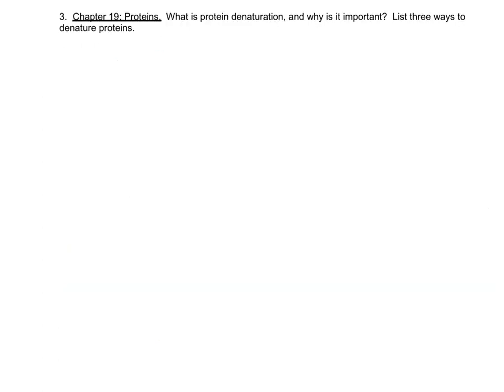Okay. In this example problem, we look at the concept of proteins, in particular, protein denaturation. We ask, what is protein denaturation? Why is it important? And what are 3 ways that we can use to denature proteins? So this is something that we discussed that should be in your notes from our chapter on proteins, chapter 19.